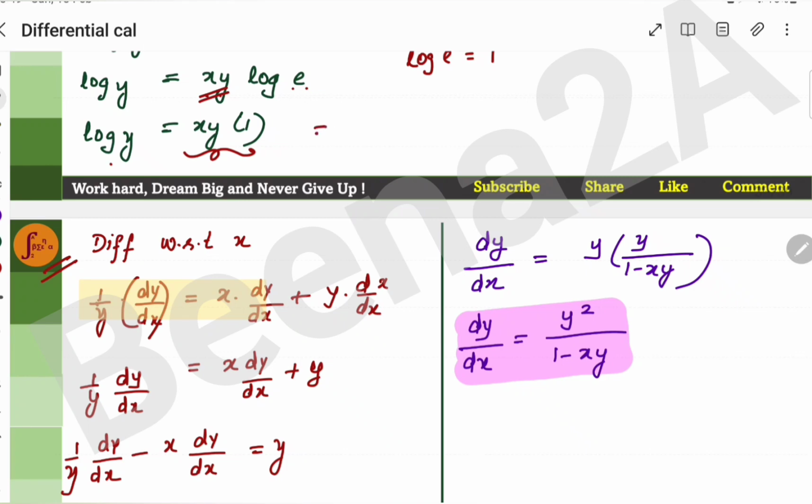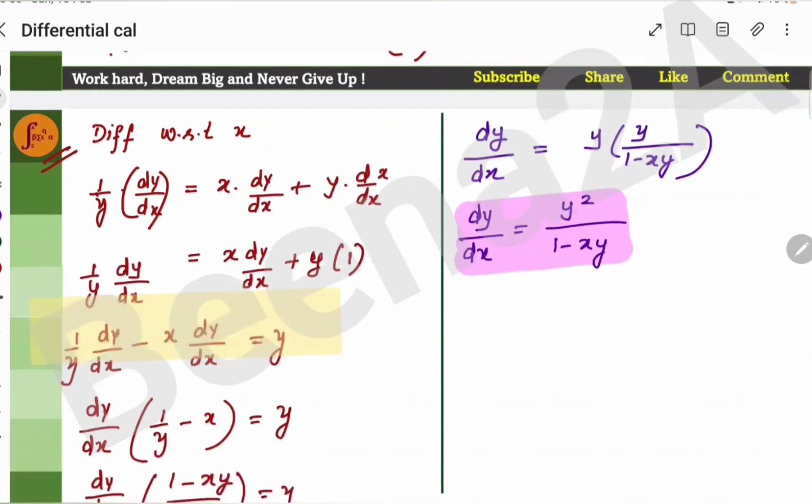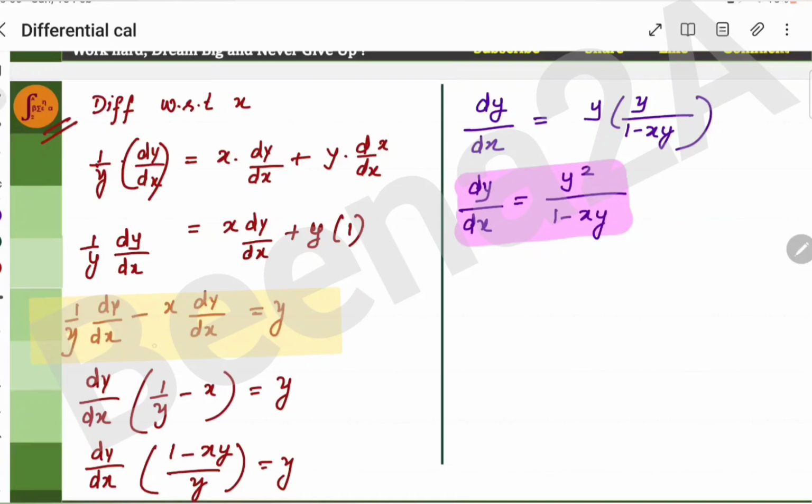What is the product rule? x into the derivative of y, the second function, plus y into the derivative of x. So this is nothing but x into dy by dx plus y into, this is x. What is the derivative of x? It's 1, right? So y into 1. Now you simplify, right? You get the dy by dx terms together. So when you shift this side, it will become minus x dy by dx.